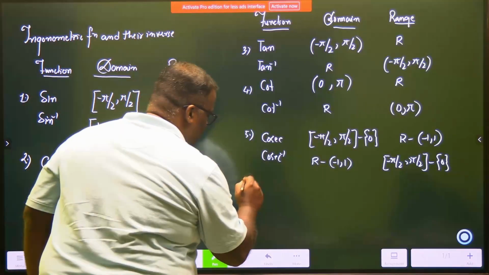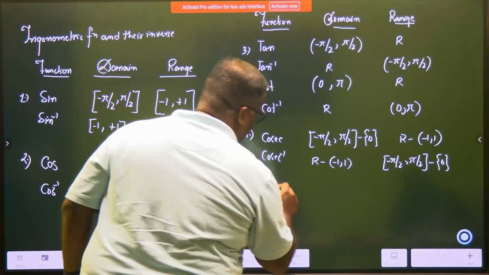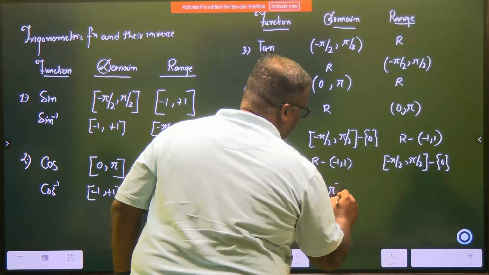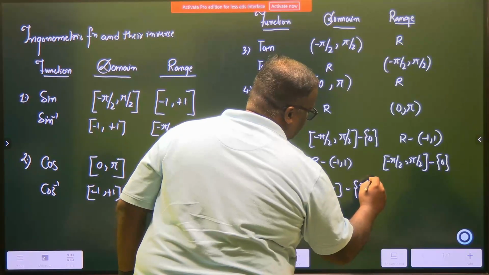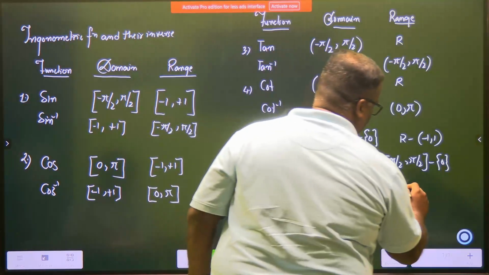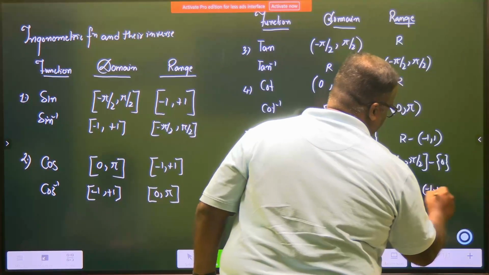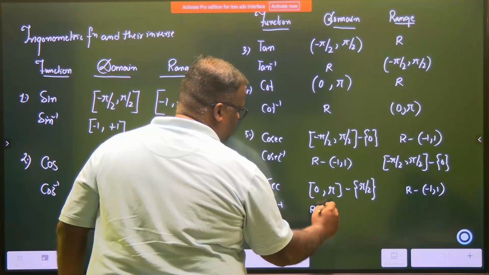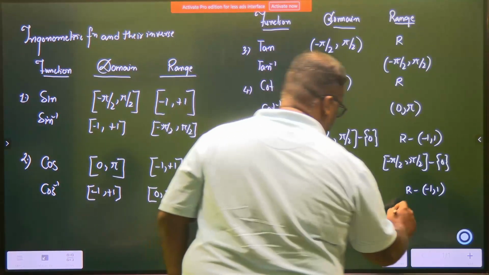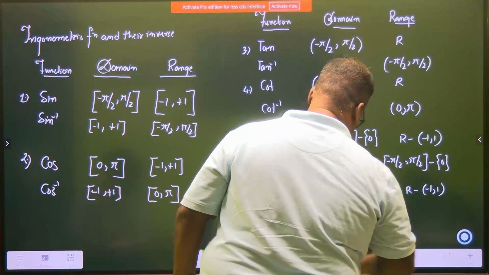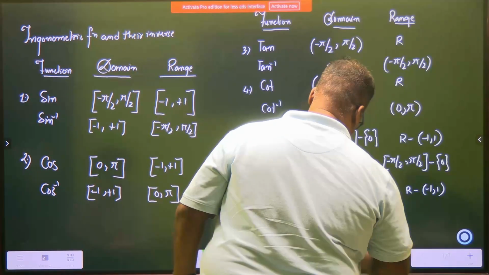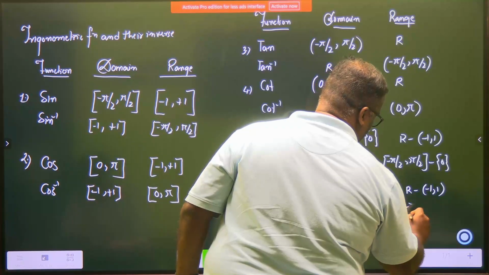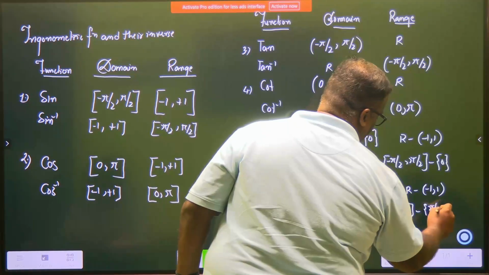My sixth one would be the sec function. Sec will be taking 0 to pi, however it cannot take pi by 2 in between, and the range will be all real numbers except between negative 1 and 1. Sec inverse would be all real numbers minus that interval. And that's it.